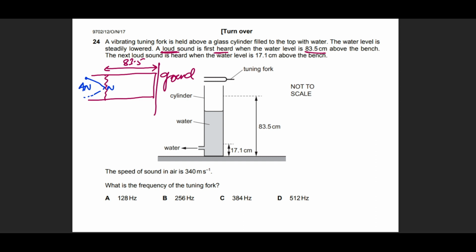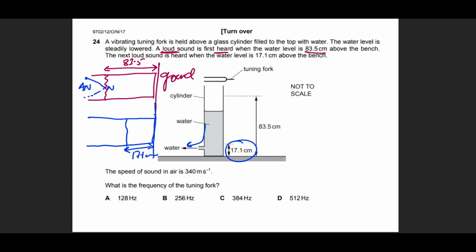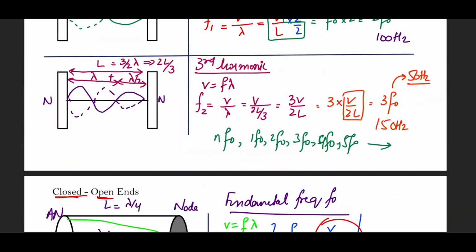Now, the second loud sound that the student hears is when it is actually 17.1. Now, they let water out so that they can change the length of the column. When they're trying to do that, they're trying to find out the next harmonic that they can find. So they realize that when they are 17.1 centimeters away from the base, when the water level is at this point, they hear a loud sound again. Now go back to the open closed position.